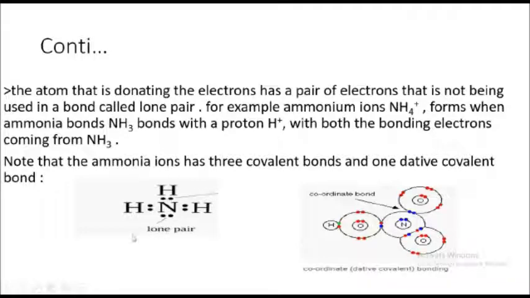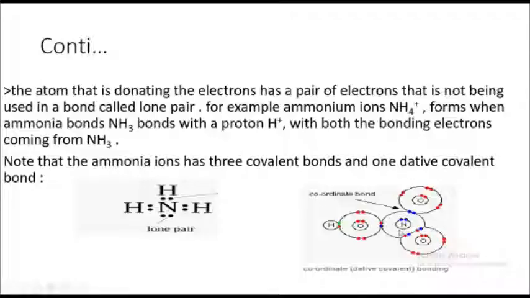So what does lone pair mean? A lone pair is electrons that do not take part in the reaction. These two dots are the electrons of nitrogen that do not take part in the reaction, because no other element is bonded on this side. So they are alone; lone means alone. These two electrons do not take part in the reaction, and nothing is combined with them.